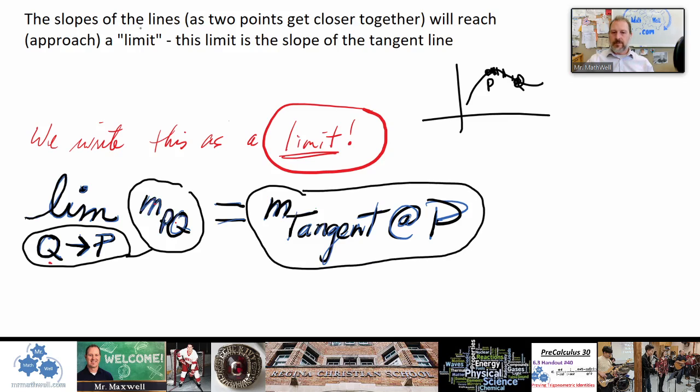And this limit notation is new. It's very new, and it's going to be very important. So the limit of what? Well, the limit of the slope of the secant line as Q approaches P, as they become very much the same point, right? That limit is going to equal the slope of the tangent. Let me just do one more example in different terms, okay? In different terms. So think about this.